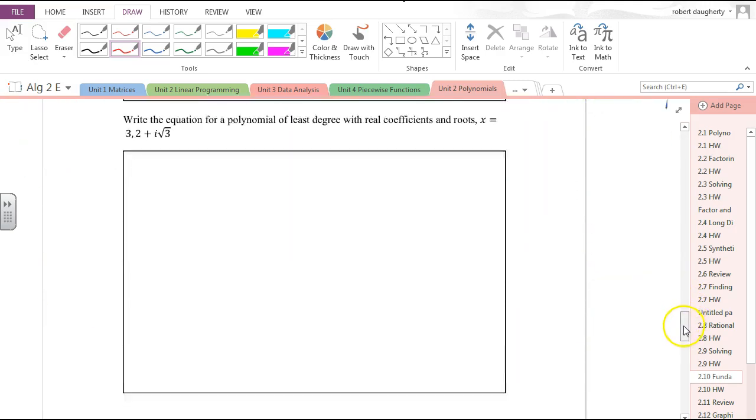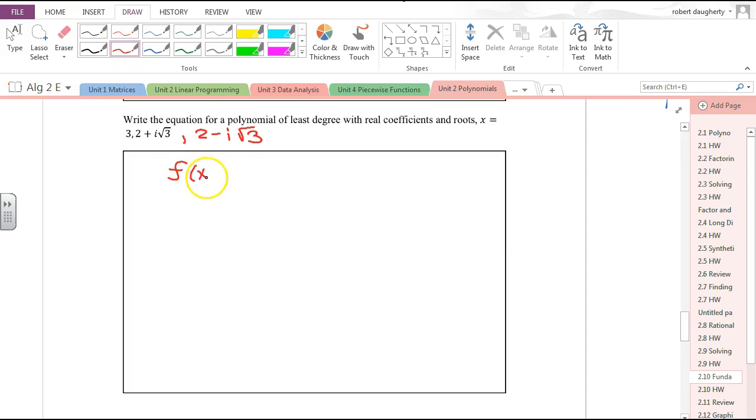One last one here. Write the equation for the polynomial of least degree with real coefficients and roots at 3 and 2 plus i root 3. Okay, based on this information, what other root has to be there? 2 minus i root 3. Okay, and you see here I've got a combination of complex and irrational. So what is this polynomial then?